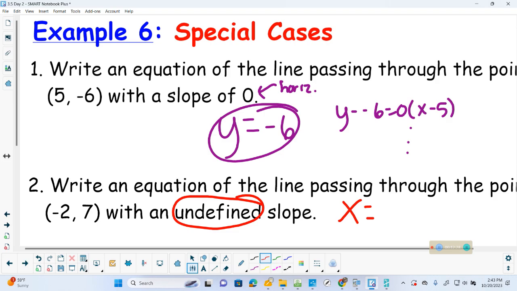You have to go through negative 2, 7. X better equal negative 2. Done. So the horizontal and vertical you can do with no work, my friends. Okay? Any questions about that?